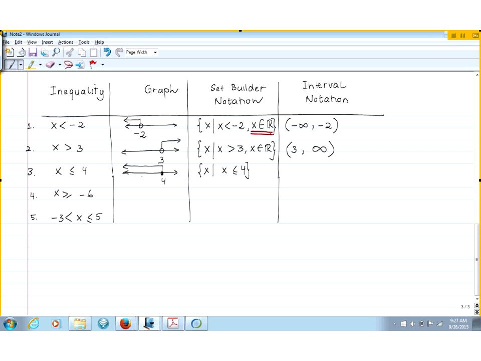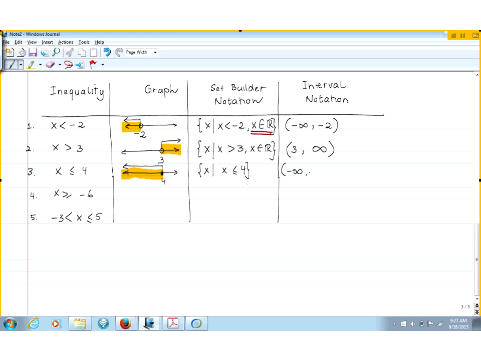What is the smallest or leftmost solution here? The solutions are all these points, right? The arrow points to the left, so the solution is all of these. In this case, what is my smallest solution? Negative infinity.